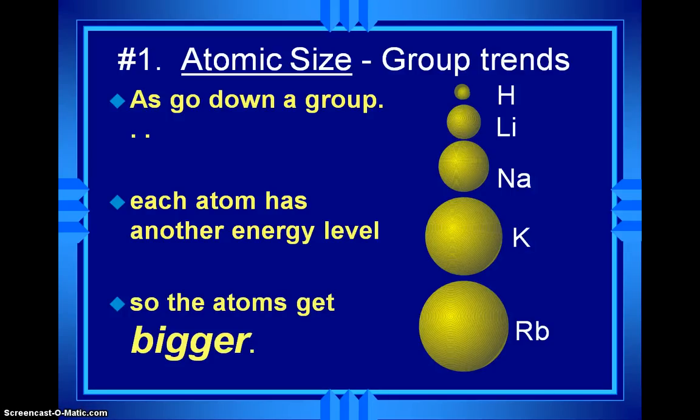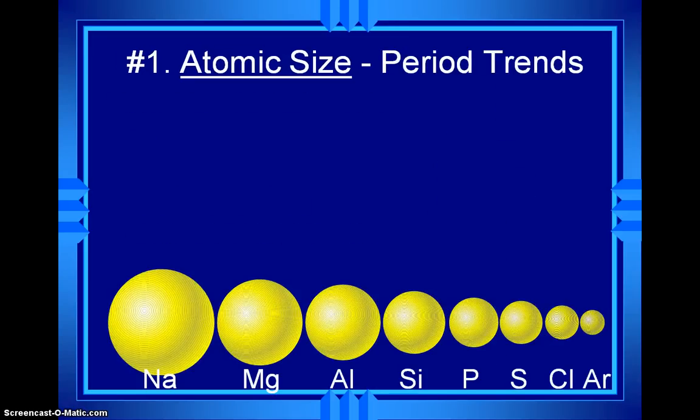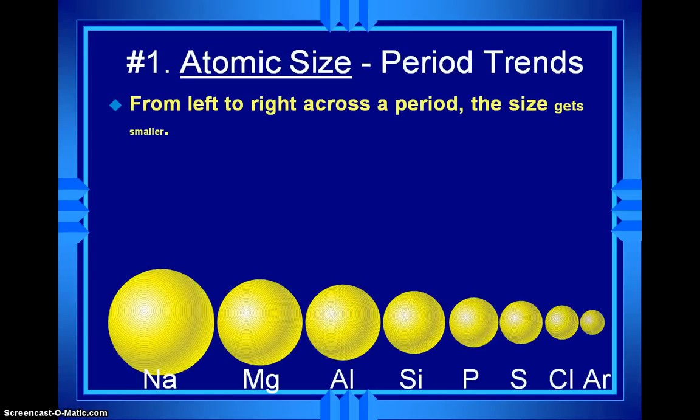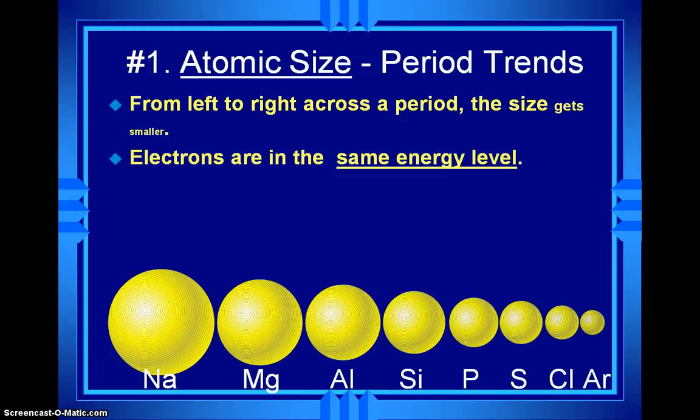Okay, so as we go down the group, the atoms get bigger and bigger because of more and more energy levels, more and more electrons. As we go across the period, from left to right, the size gets smaller and smaller. So remember, across the period is not based on the number of energy levels, because as we go across sodium, magnesium, aluminum, silicon, if you're looking at your periodic table, they all have the same energy level.